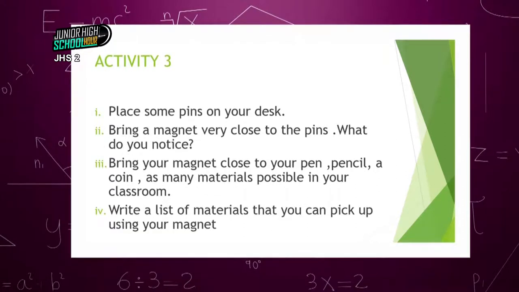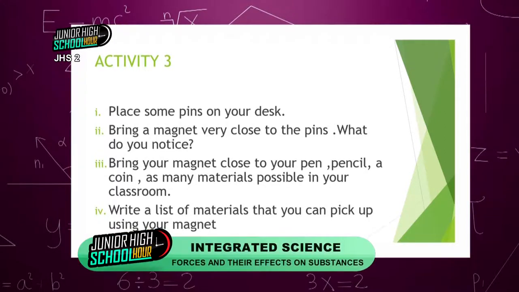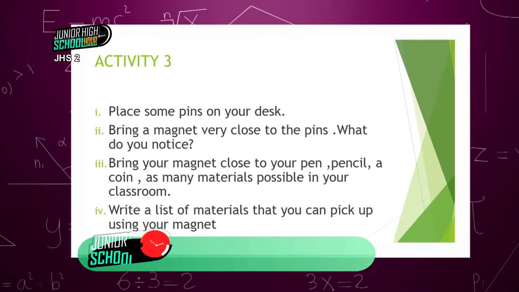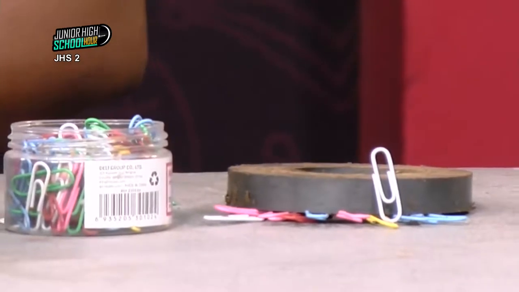Let's go through our third activity. We need pins and a magnet. Now, I place some pins on the desk. Then I bring a magnet close to the pins. What did you notice? That is wonderful. You write your observation down.